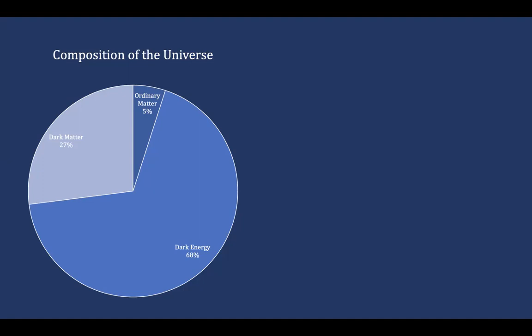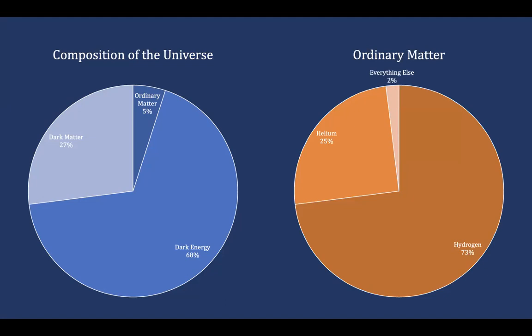So the dark matter and dark energy are kind of mysterious, unknown aspects of the universe, and then ordinary matter is just a small 5% slice. And out of that ordinary matter, a whopping 73% is hydrogen. So the vast majority is hydrogen. A further 25% is helium. Helium is the next simplest element in the periodic table, and everything else is just 2% of all matter.